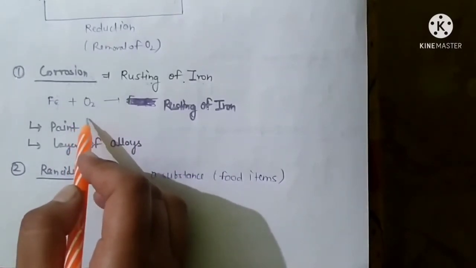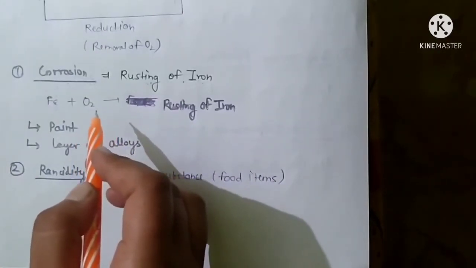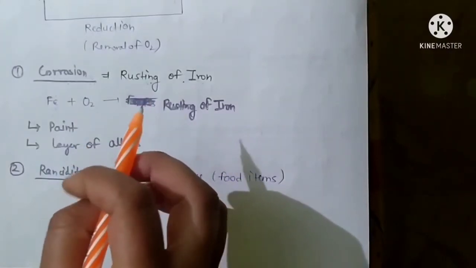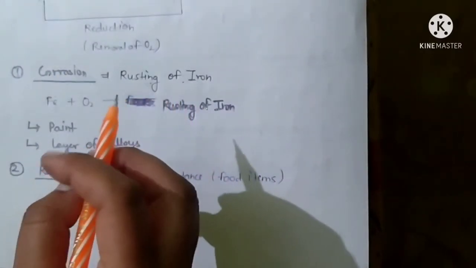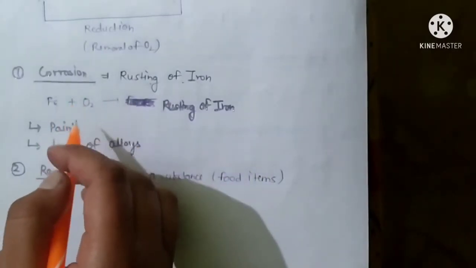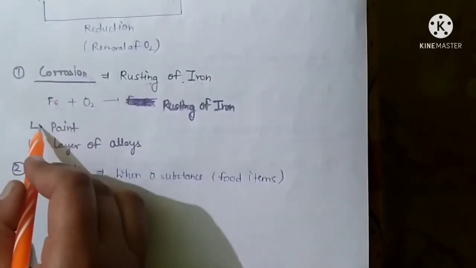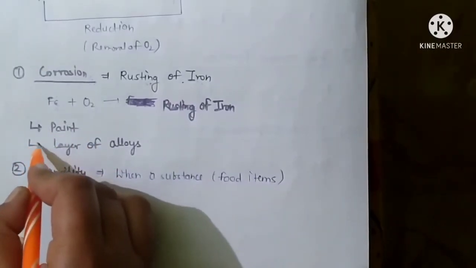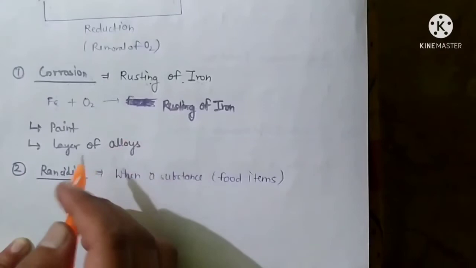Every year, corrosion causes damage to our vehicles, car bodies, brakes, iron railings, seats, and all objects made of metals, especially those made of iron. So this is a serious problem. So how can we get rid of corrosion? We can paint our substances and we can coat a layer of alloys on iron.